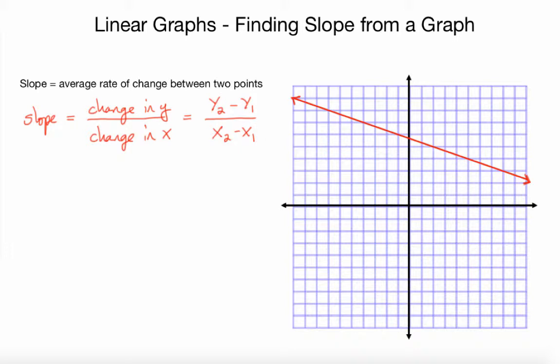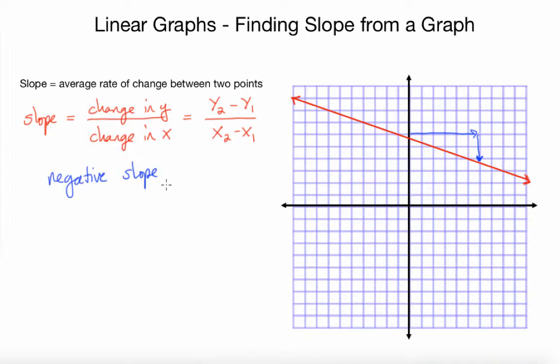So let's take a look at the line we have and see if we can use these ideas of slope to figure out what is going on here. The first thing I'm observing in my line is this is a negative slope. In other words, as I'm moving my way to the right, my y values are decreasing. They're getting smaller. So it is a decreasing linear graph. This has a negative slope.